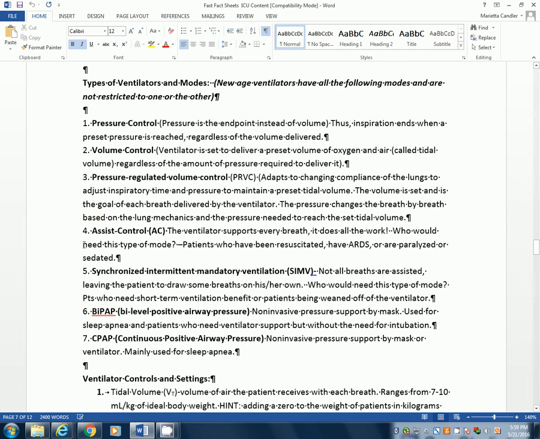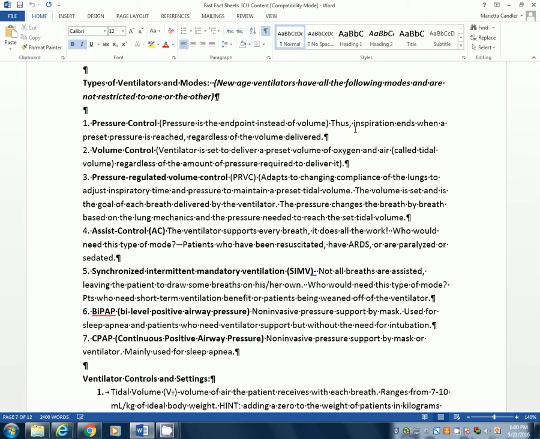You need to know those, and you need to know the last ones are modes of ventilators. So when we're talking about types, it can be pressure controlled, volume controlled, or pressure regulated volume control, PRVC. That is most commonly what you're going to see the setting on, particularly at local hospitals. The pressure control means the pressure is the endpoint instead of volume. So when you're doing inspiration, it ends when that preset pressure is released.